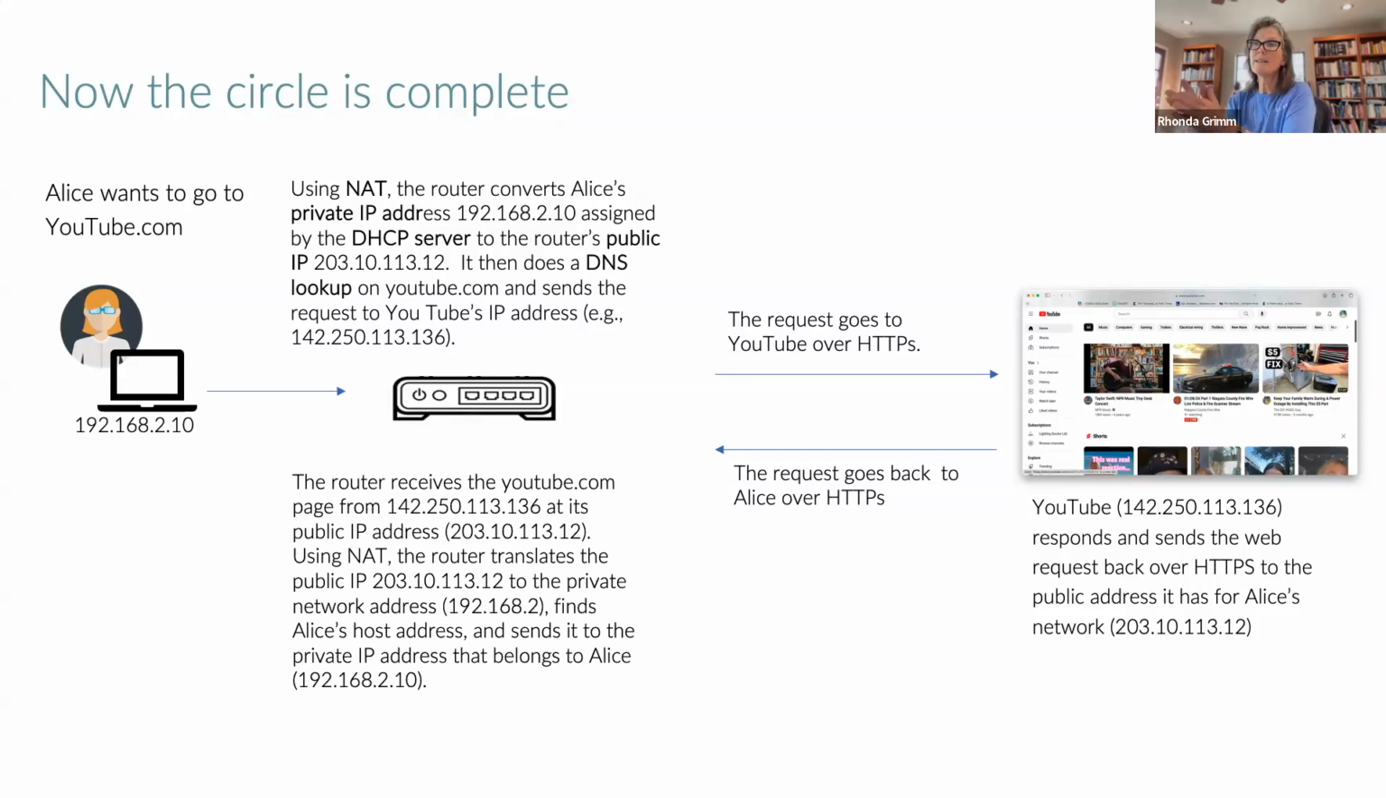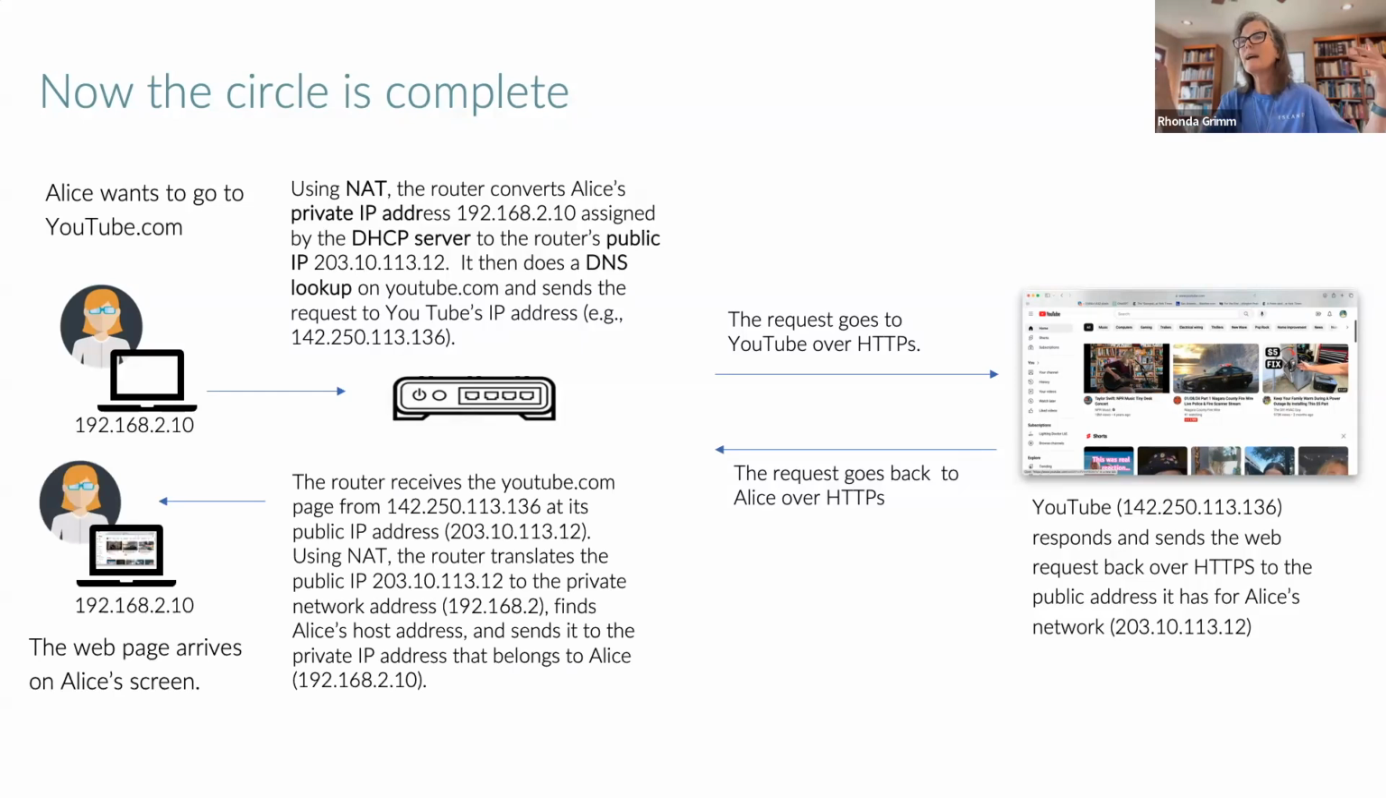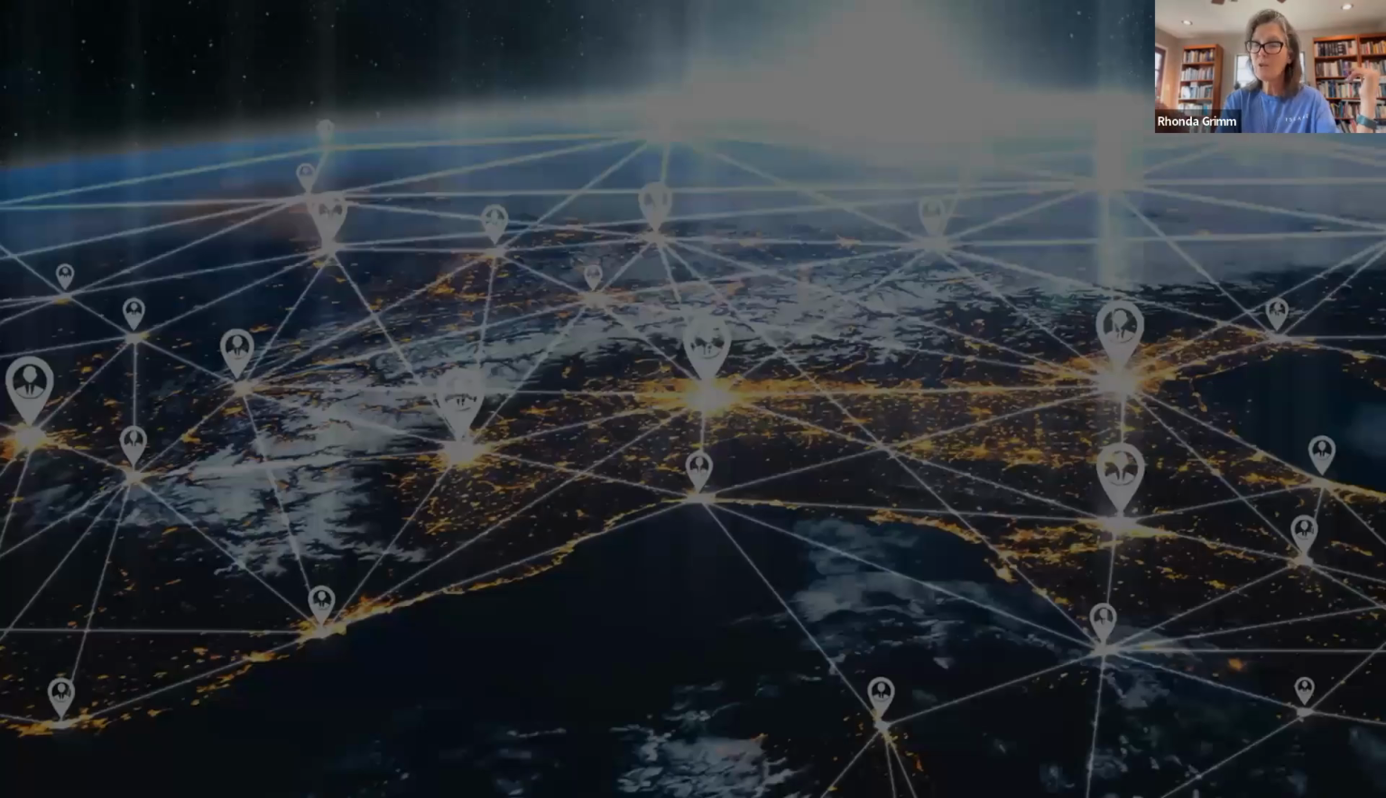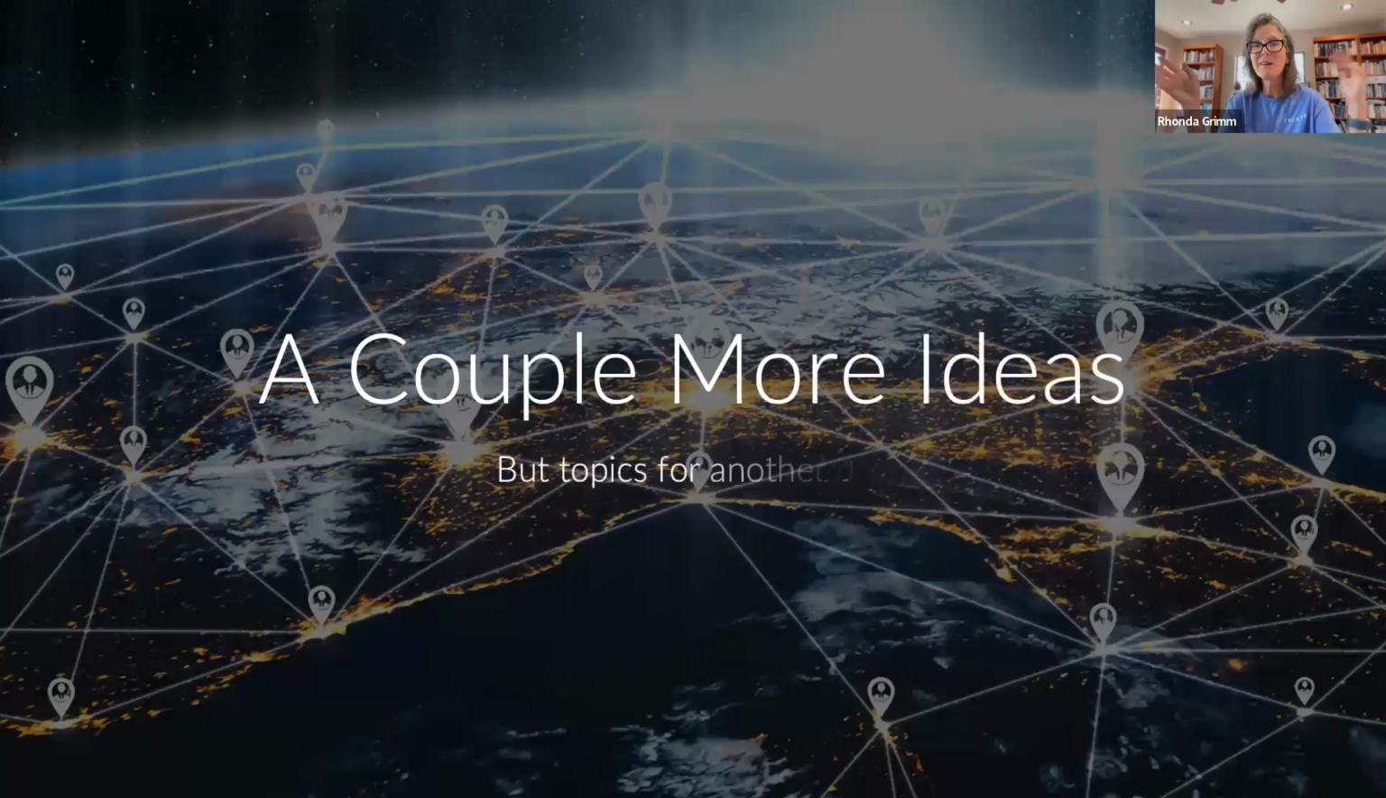and translates it from its public to its public IP address. And then using NAT, the router translates that public IP to the private network address, finds Alice's host address, and sends it to the private IP address that belongs to Alice, and a web page arrives. So congratulations, that is how things move around the network and around the internet.